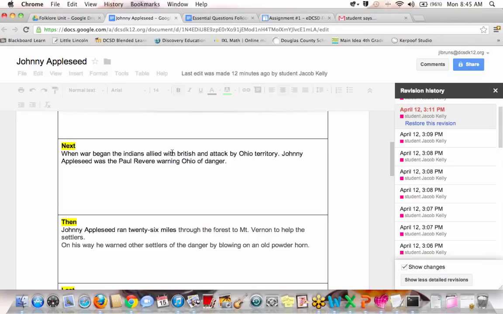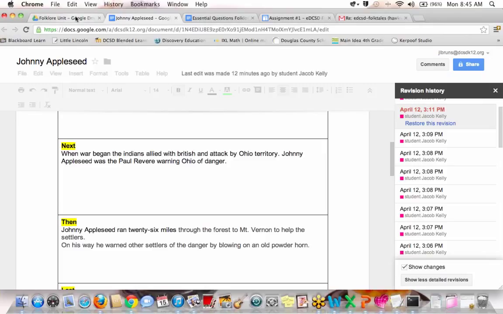Go ahead, Nicholas. I think it was warning the settlers with the horn because they didn't die. That's right. I think this little section right here was probably the most important thing that Johnny Appleseed did, that he ran 26 miles and he blew this powder horn to warn the American settlers that there was a British attack coming. Okay. All right. Very cool, Jacob. Good work on that.